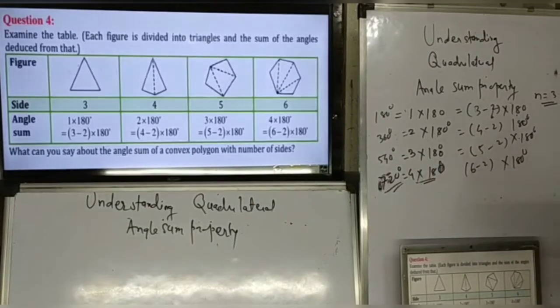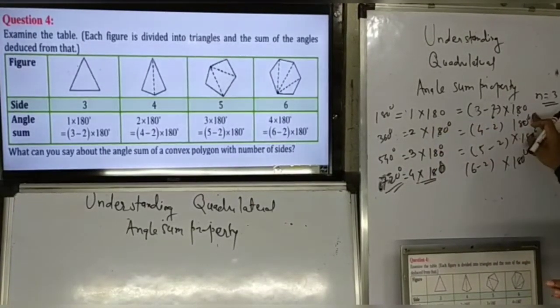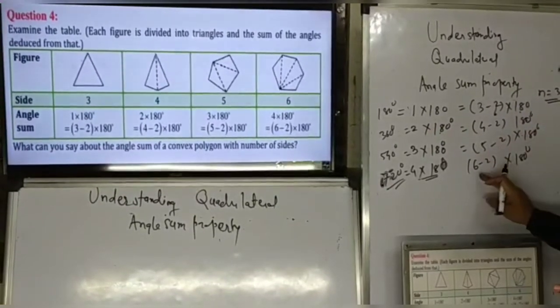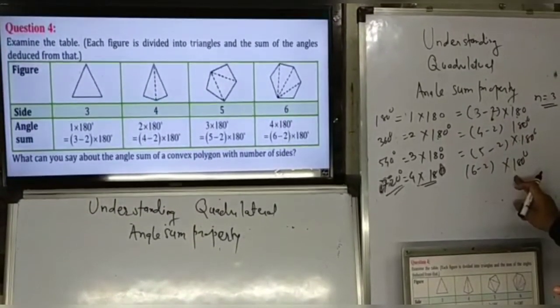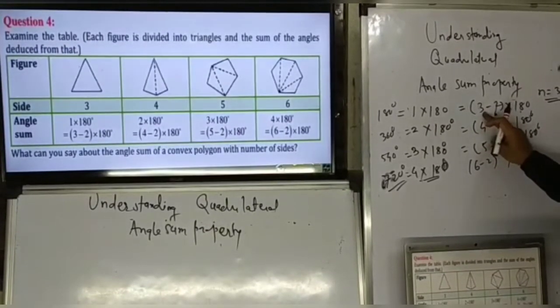Suppose we make an expression for it, then what happens? This is equal to (3 minus 2) into 180 degrees. It is (4 minus 2) into 180 degrees. (5 minus 2) into 180 degrees. It is (6 minus 2) into 180 degrees. So these are the number of sides of the triangle.